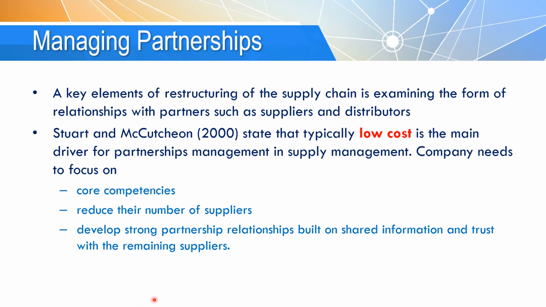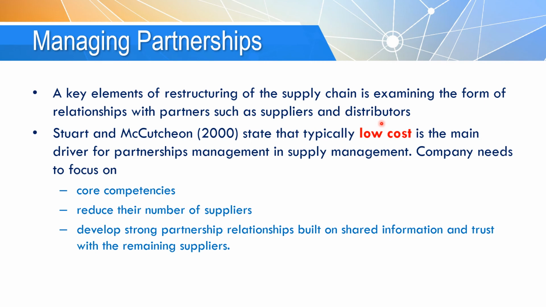So the keyword here is the key element of restructuring of supply chain is examining the form of relationship with partners such as suppliers and distributor. So we know kita nak move from traditional supply chain to the e-supply chain. So how to do that? So the first thing that we need to do is examine the relationship between partners such as suppliers and distributors and also the customers.